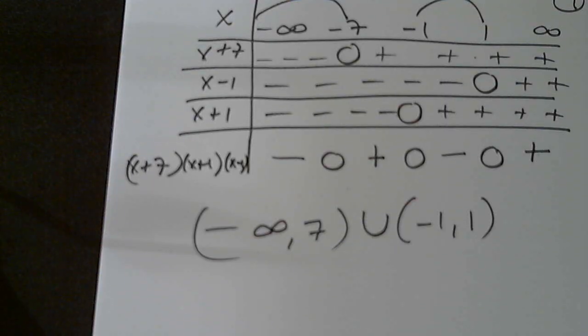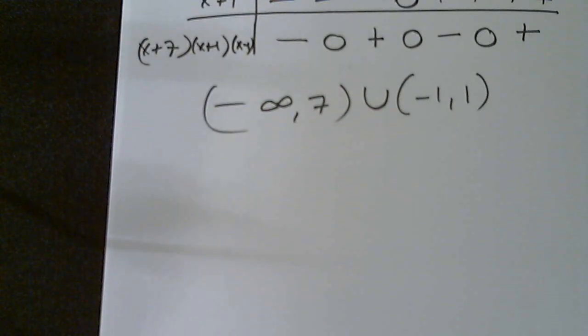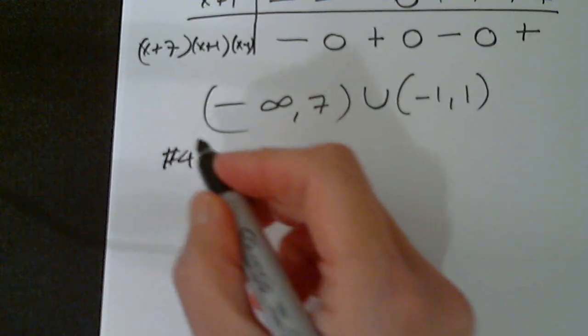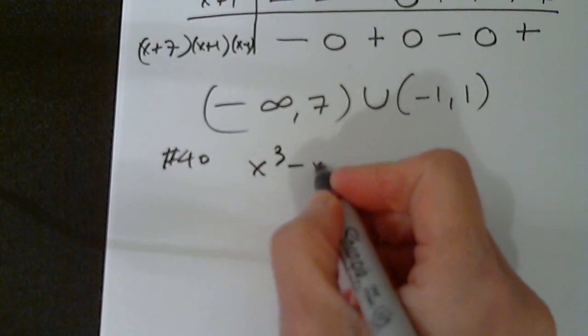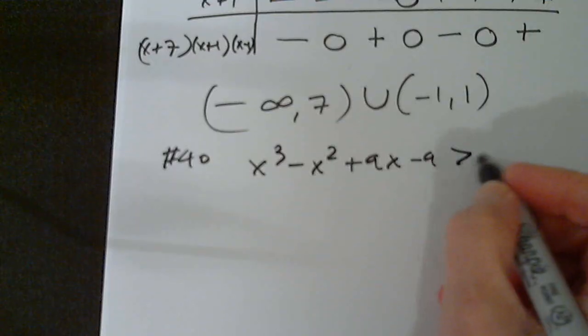Do we need another? I chose this one, 38. Do we need another example? Can we do 40 as well? Sure. Very good. So let's look at 40. And 40 is x cubed minus x squared plus 9x minus 9 greater than 0.